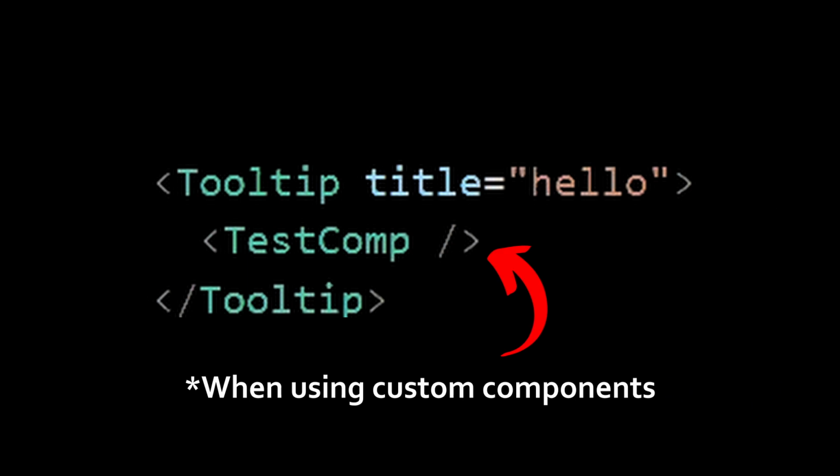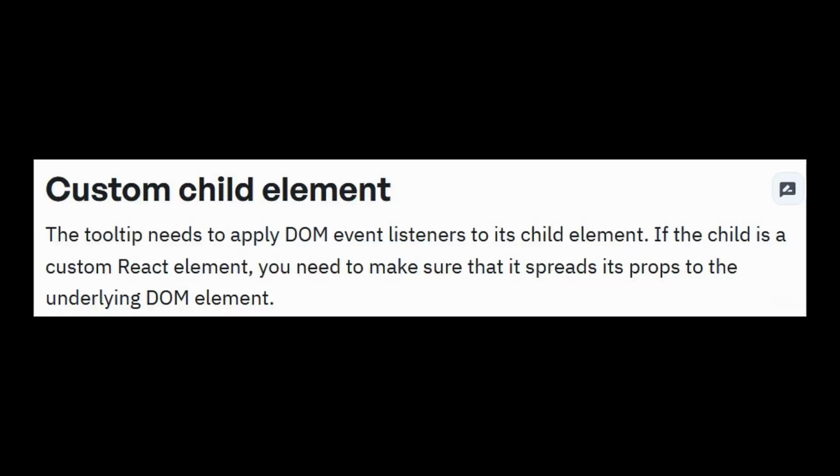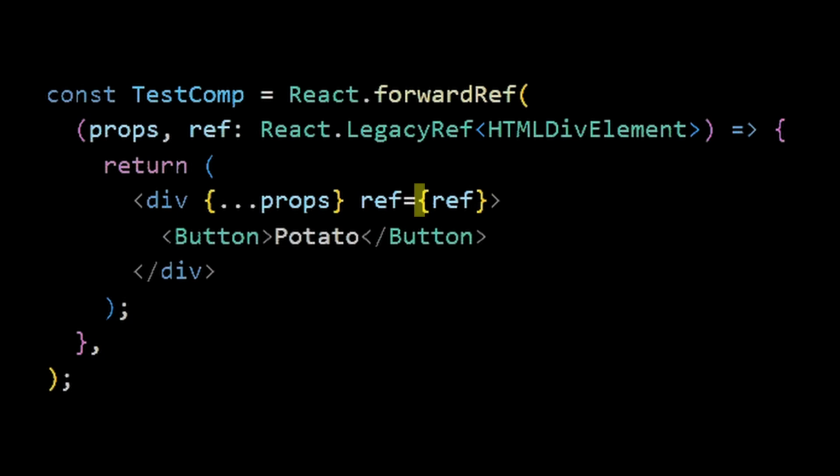There's one caveat though. When using a function component inside Tooltips, you'll see that it does not show anything. It is because the tooltip needs to apply its event listeners onto the children, so you need to pass the reference with React forwardRef in order for it to work.